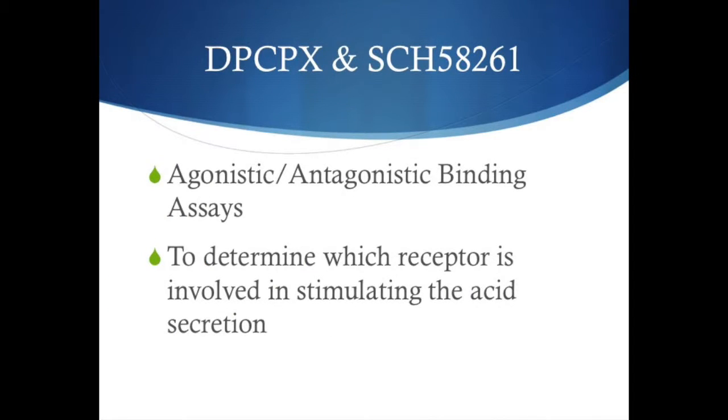In order to determine which receptor is involved in stimulating the acid secretion, antagonists for the other subtypes of receptors were used to see if there would be an effect on the AP accumulation. This method of determining which receptor the ligand binds to is called the agonist and antagonist binding assays.